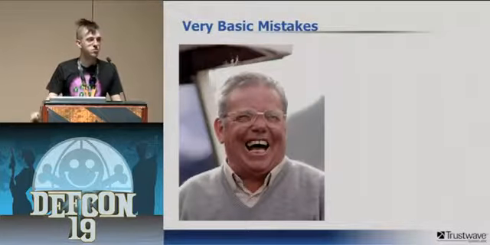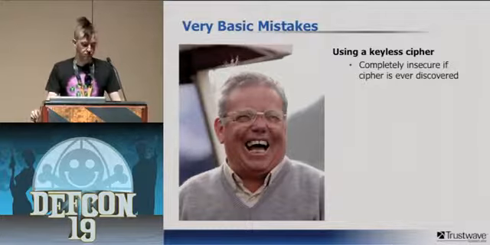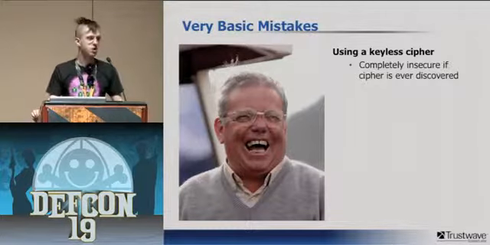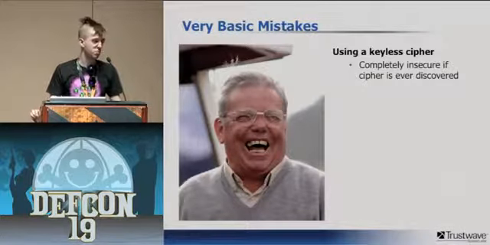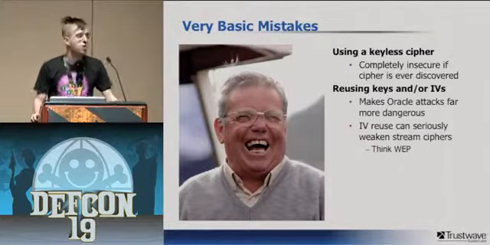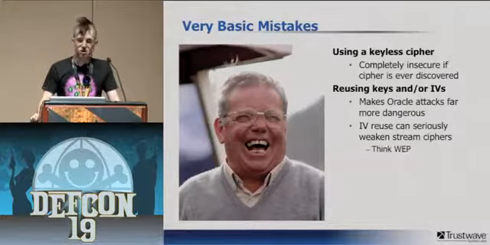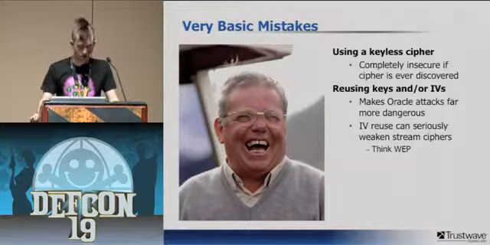So let's talk about some basic mistakes. One, using a keyless cipher. If you're using a keyless cipher, it is not secure unless it's totally private, unless nobody else knows how the algorithm works. And even then, it's probably not very secure. Also, reusing keys and initialization vectors. That's a bad idea, and we'll see that shortly. It makes Oracle attacks far more dangerous, and it can also seriously weaken the integrity of stream ciphers.